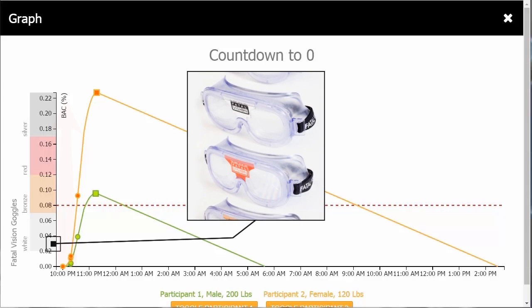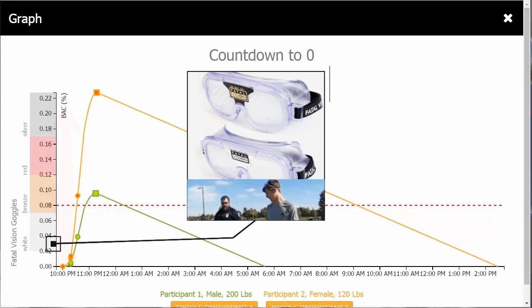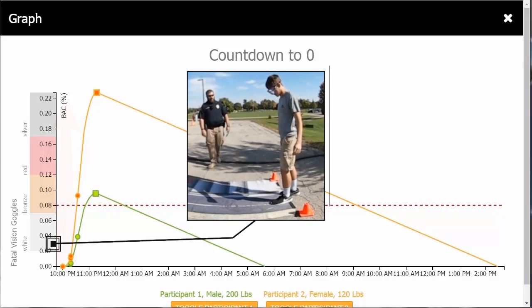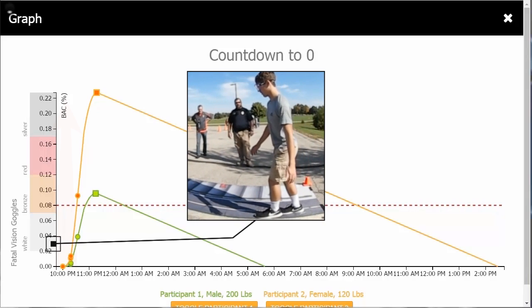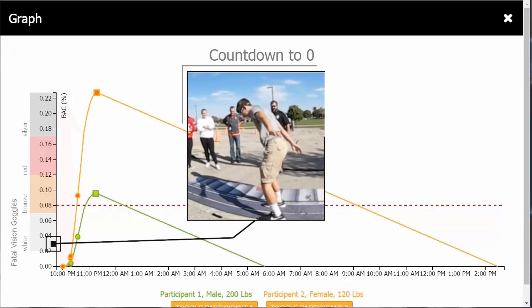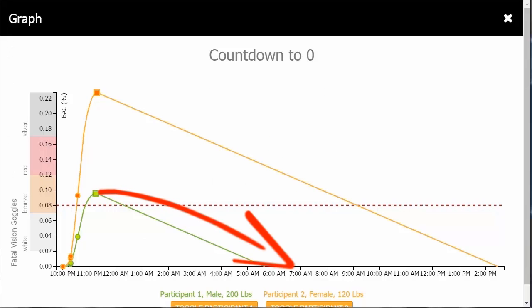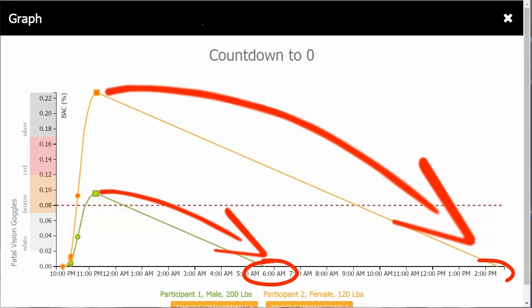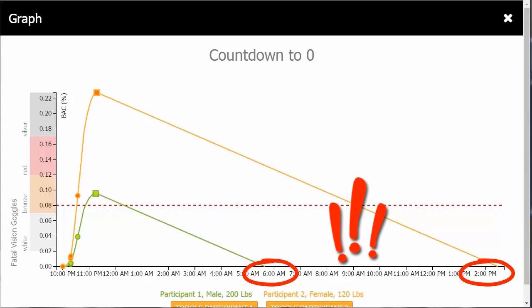You can use the Fatal Vision goggles based on the scenario to provide a hands-on experience for the participant of that impairment associated with that BAC level. The graph will also show the time it takes a person to metabolize the alcohol they consumed back to 0 BAC.